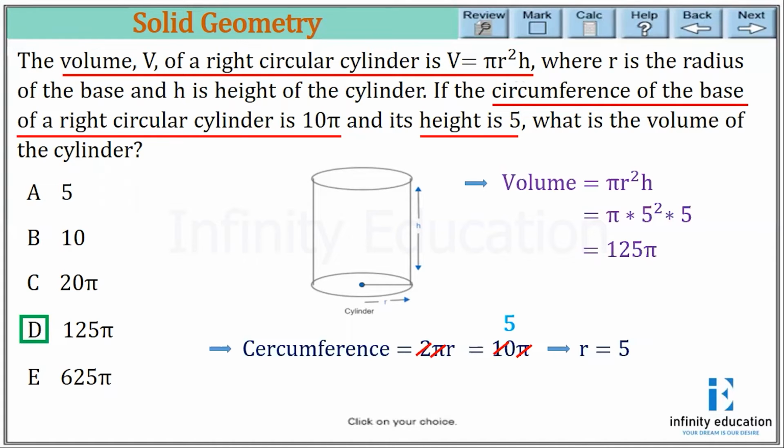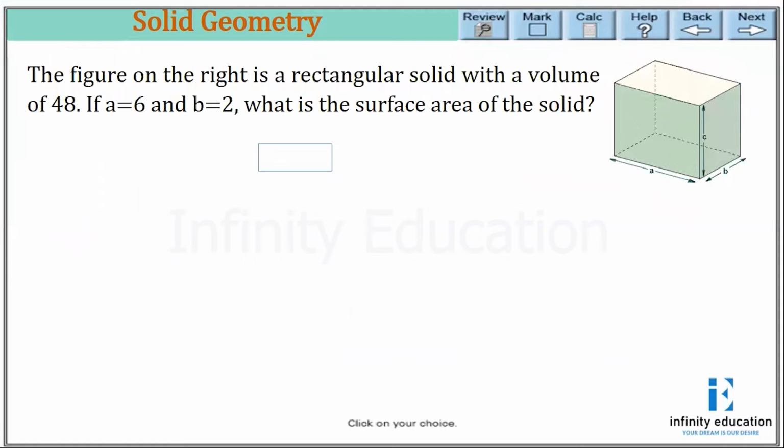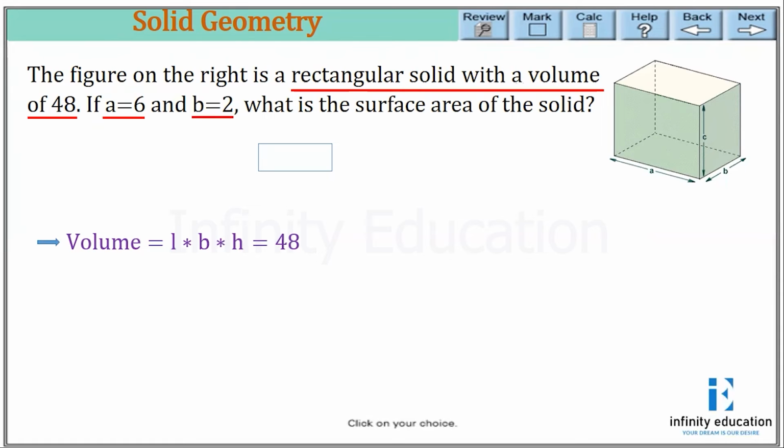Now let's see one more example. The figure on the right is a rectangular solid with a volume of 48. If A equals 6 and B equals 2, what is the surface area of the solid? Okay. So a rectangular solid with a volume of 48. We know the volume formula is L into B into H. Here L is A, B is B, and height is C. So that has given us 48. Now in the question stem it is given A equals 6 and B equals 2.